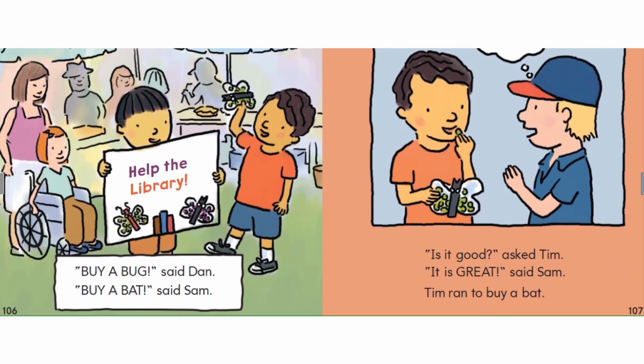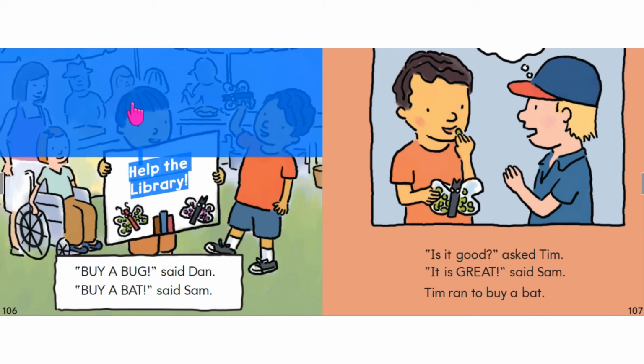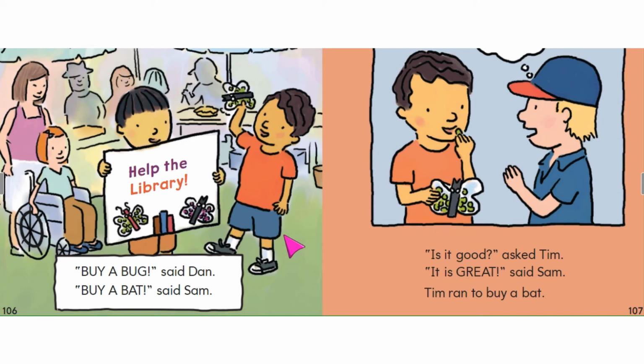Oh, so I see what they're doing, boys and girls. They're helping. Dan and Sam are helping who? Who was the one selling? That's right, his sister Kim. Kim was selling to buy books for the library. So they are helping by yelling out, buy a bug, buy a bat, so people can come and buy. Good job. So we see people here coming and buying. Next page.